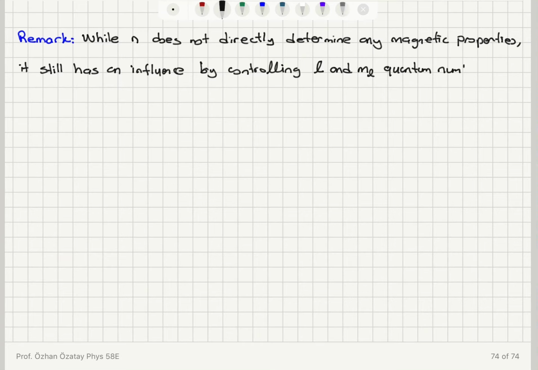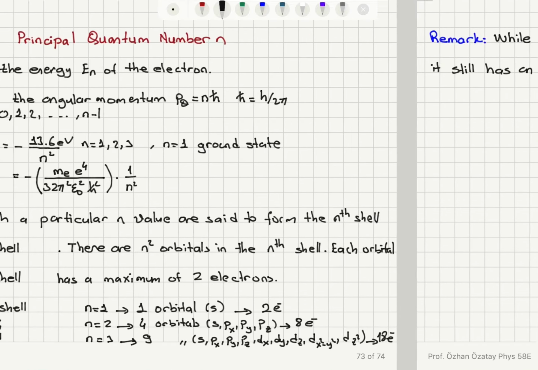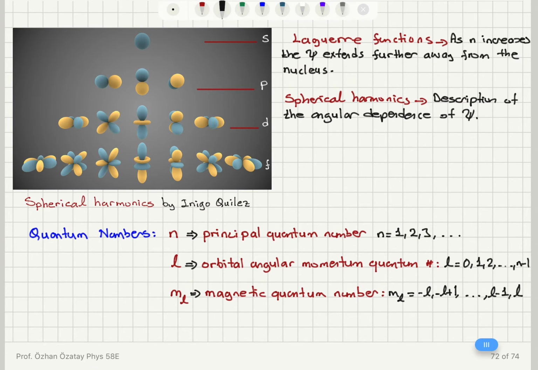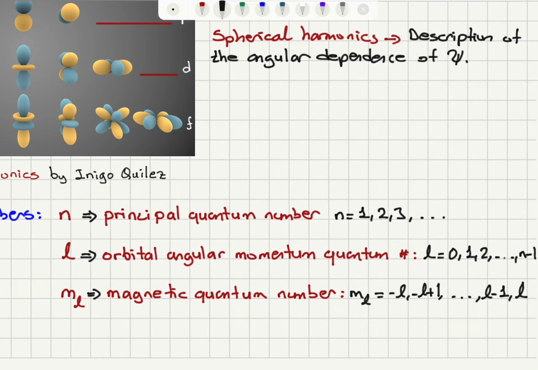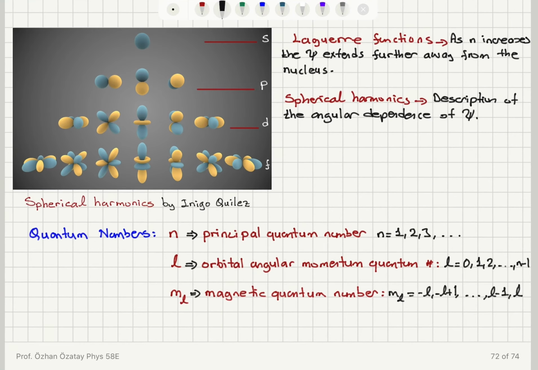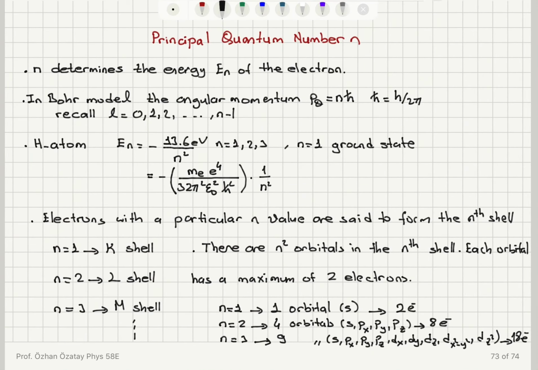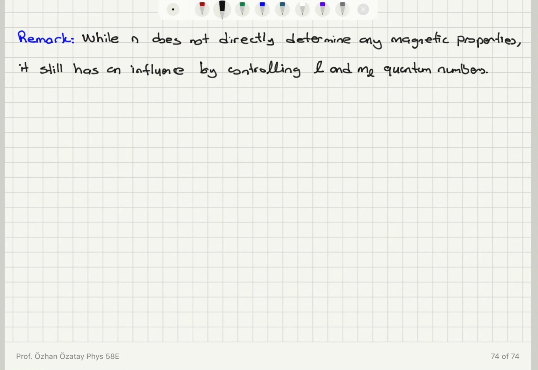So remember that when we have a given n value, the allowed quantum numbers are, for orbital angular momentum, L equals 0, 1, 2, all the way up to n minus 1. And then for each L, we have a corresponding magnetic quantum number, m sub L, which ranges from minus L to plus L. So since we set the maximum limit for the orbital angular momentum quantum number L as n minus 1, n does have an indirect influence on the magnetic properties as well.